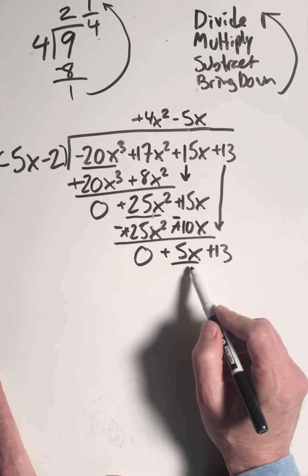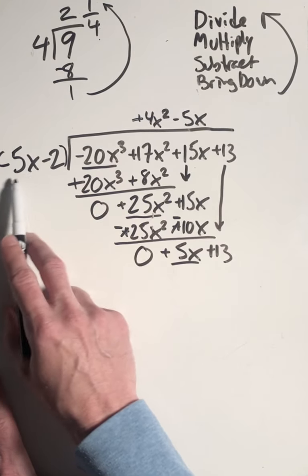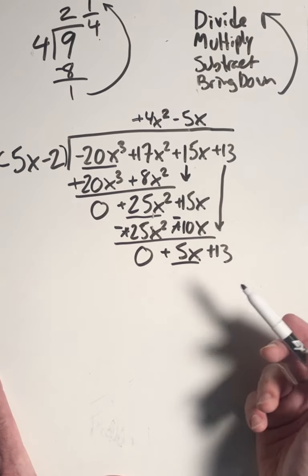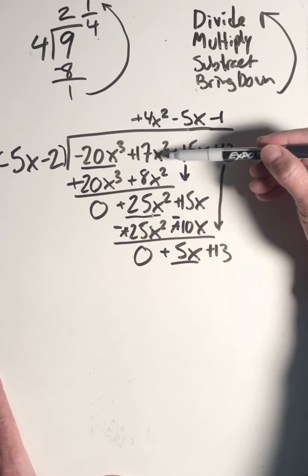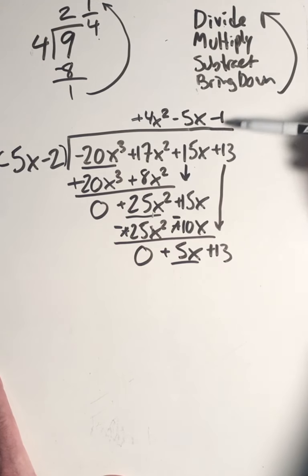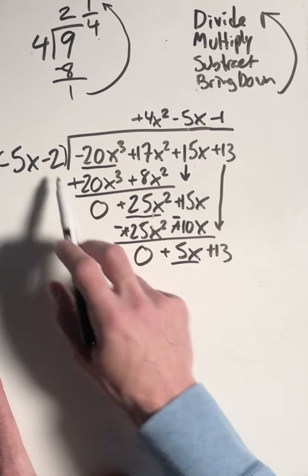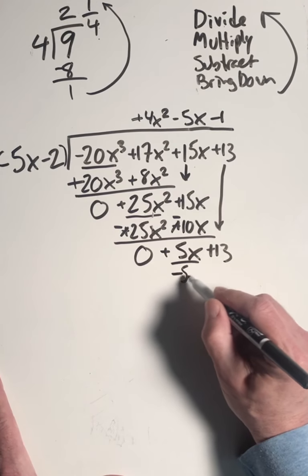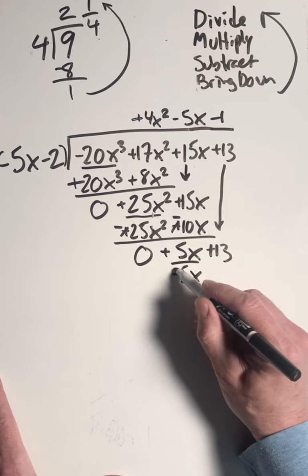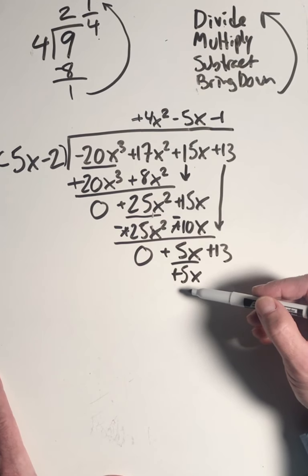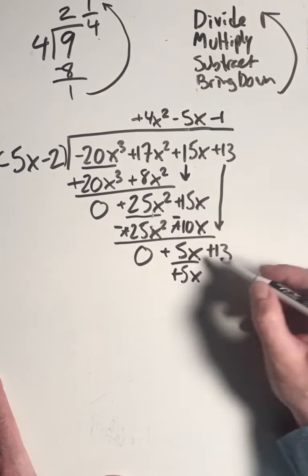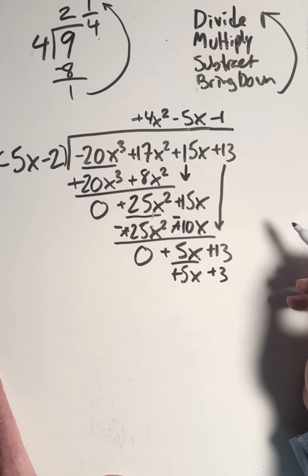So I'm going to divide positive 5x by negative 5x. Well, that goes in negative 1 times. Note how my x squared is above my x squared, my x is above my x, and my constant is above my constant. Negative 1 distributed over this whole thing is just going to give me positive 5x, which needs to be identical, and it is, so I know I'm doing it right. Negative 1 times negative 3 would be positive 3.